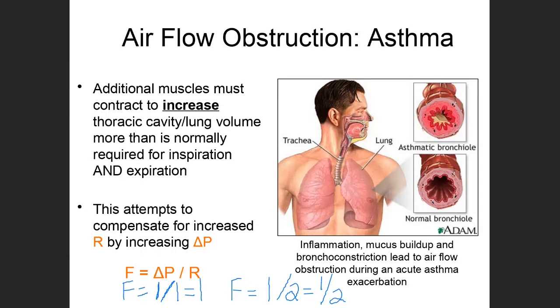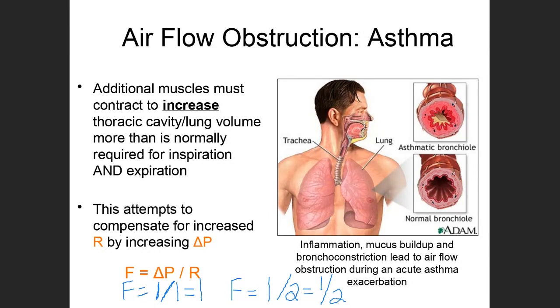So if you're having an asthma exacerbation, your air into the lungs is going to decrease, and it may not decrease by half. It may decrease by much less than that, or by much more than that. It just depends on how severe the bronchoconstriction is and how severe the asthma exacerbation is. But if you look at this formula, what I'm trying to get across is that when you increase resistance, you're going to get a corresponding decrease in your airflow.